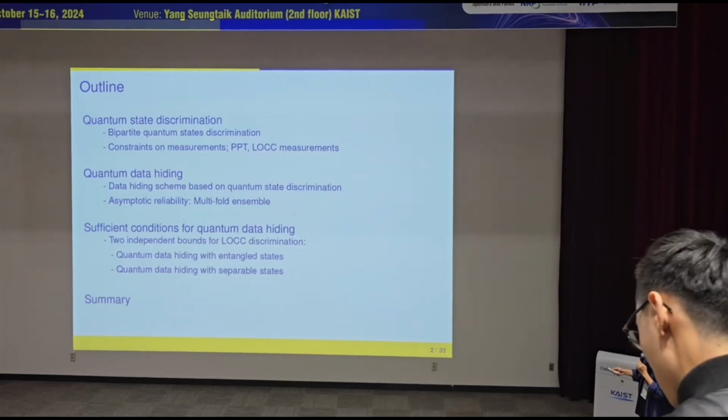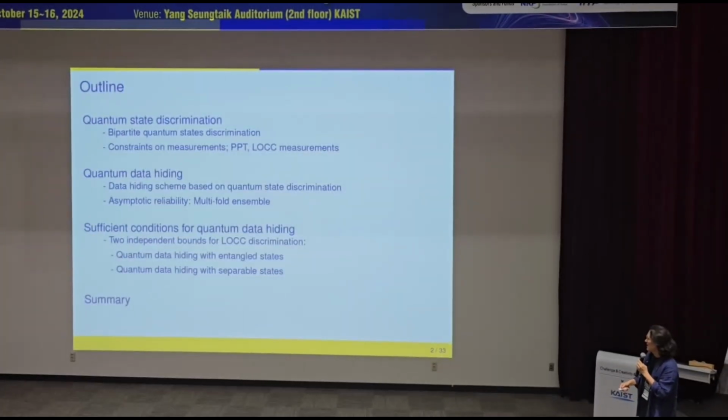Then we'll see some sufficient conditions for quantum data hiding. Actually, we'll provide two independent bounds for LOCC discrimination. And one is for constructing quantum data hiding using entangled state. And the other bound is for quantum data hiding with only separable states. Then we'll summarize.